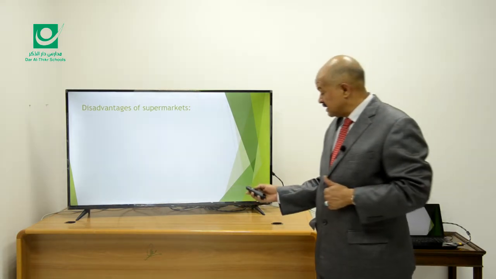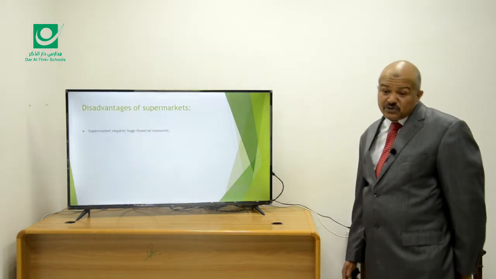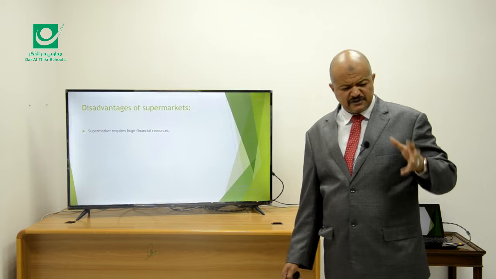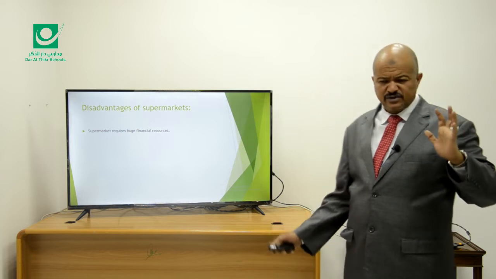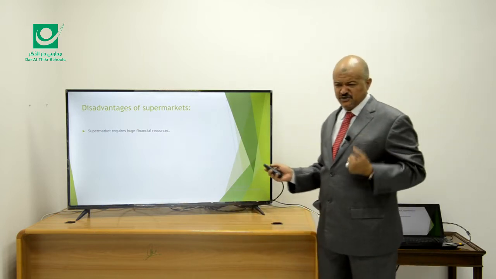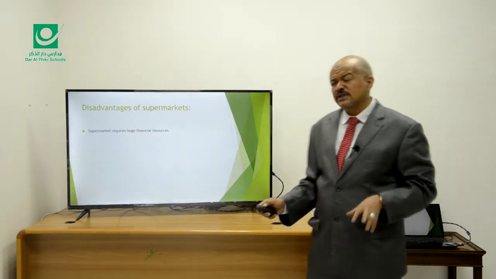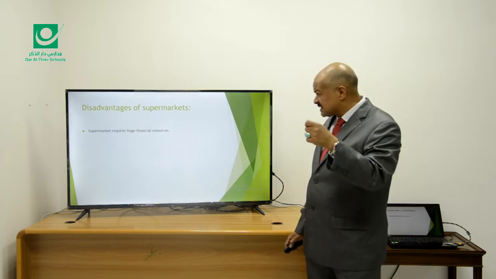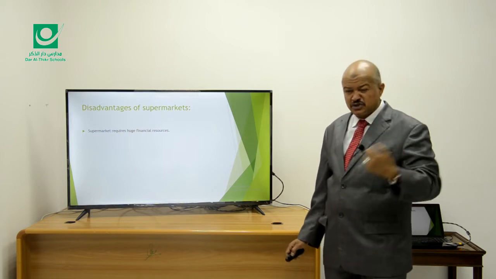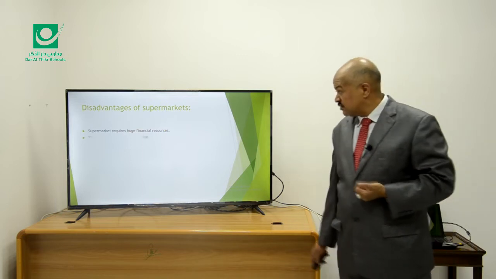Disadvantages of supermarkets. Here you see, supermarkets require huge financial resources. We agree, because the level of temptation is very high, and the way the items are shown, usually you cannot control yourself. You feel you want to buy from different aisles and sections, so you need extra money, a huge budget. Financial has to do with money, like the Ministry of Finance. That's number 1.